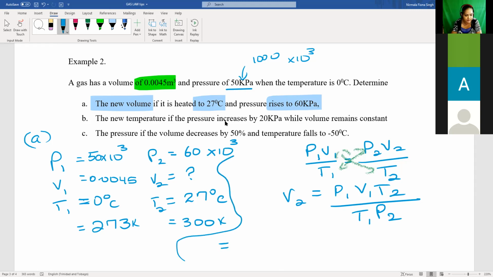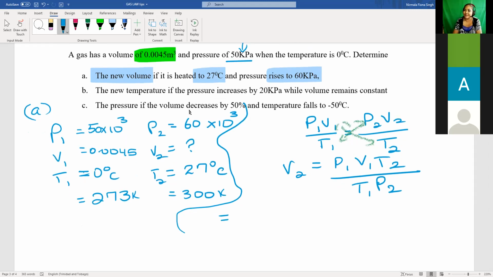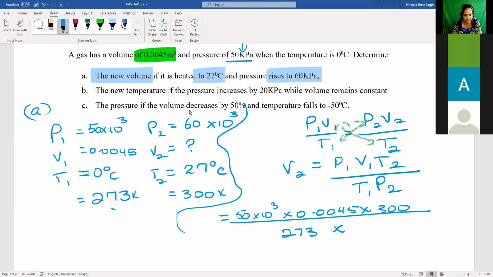Let me just get some space. Let's plug in our values and see what we get. You're all going to do the next one on your own. P1 is 50,000. V1, 0.0045. T2, 300. Put over divide sign. T1, 273. P2, 60,000.